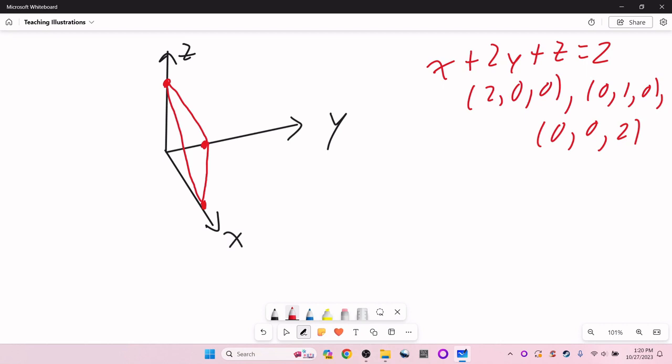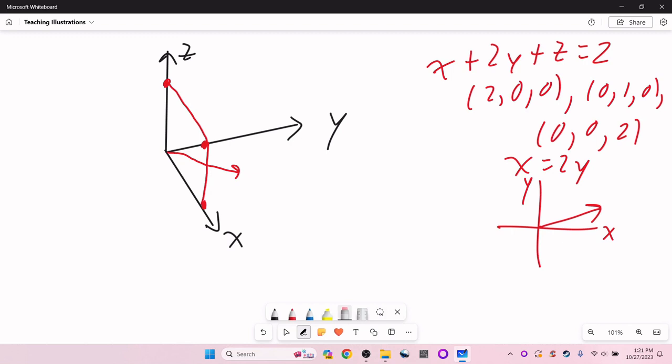But we want to see where it intersects the other. So the other plane was x equals 2y. So x equals 2y, in two dimensions, is a line with slope 1/2. So we will go like this. And let's cut this off because I want to block it where it actually intersects with the other plane. Let's figure that out.